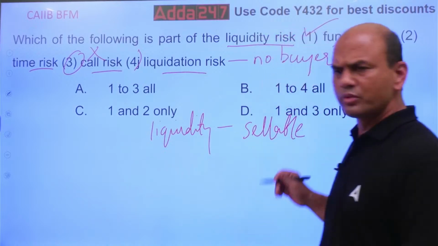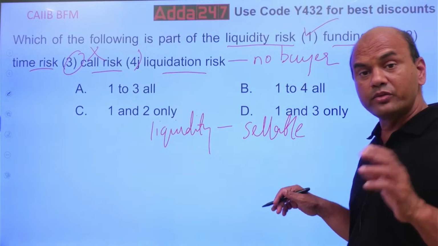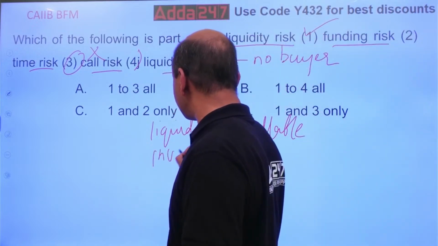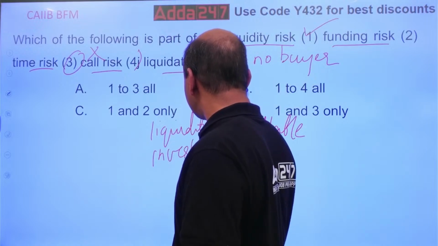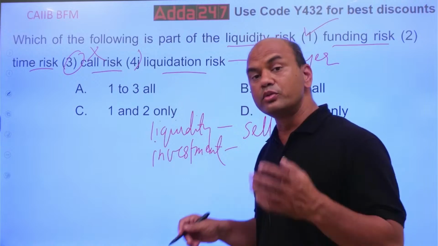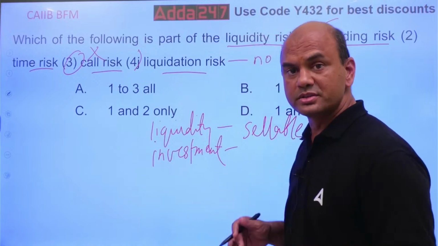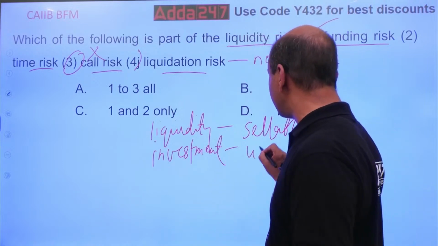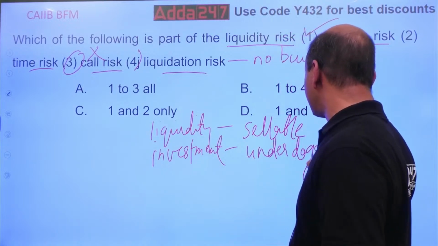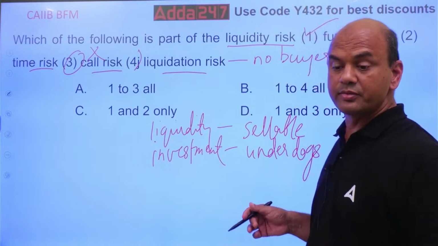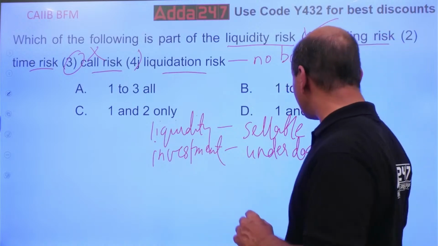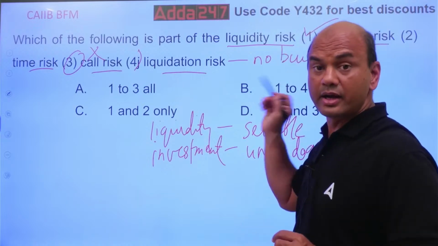Immediately sellable. Only then buy this. If you are investing for the long term, in that case what you should do is, you must buy those which are underdogs. Underdogs means those which don't have value right now, but further in future they will have huge value. But that is for investing. That is not for your liquidity or trading.